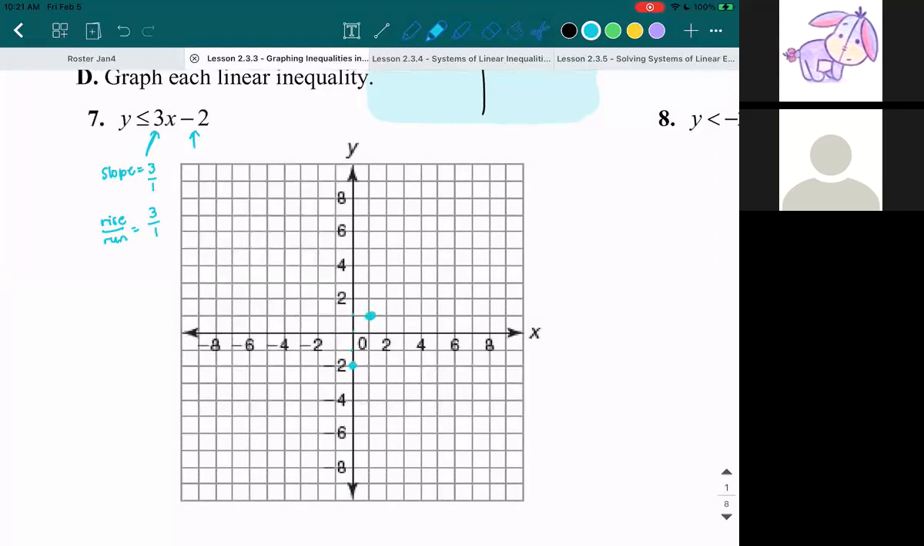So here is our next point, and we can keep doing this process. Up 3, right 1, up 3, right 1, up 3, right 1. You see how all of my points, they go up 3 and right 1 from the previous point.